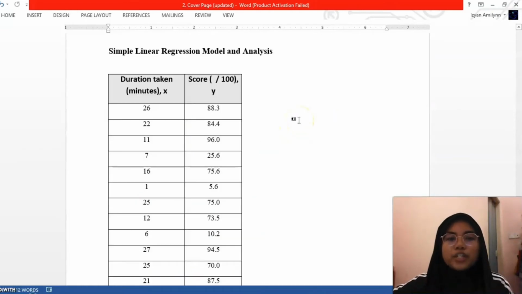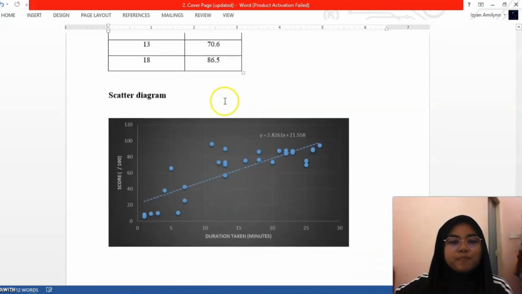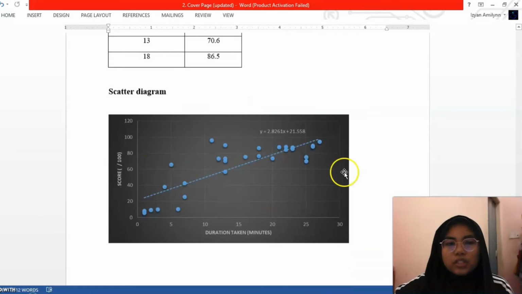Simple linear regression model and analysis. This is the data from the game time we're playing. This is the duration taken in minutes for each game we play, and also the score we get after we play. Duration taken in minutes is x and score is y. So this is the scatter diagram, as you can see.